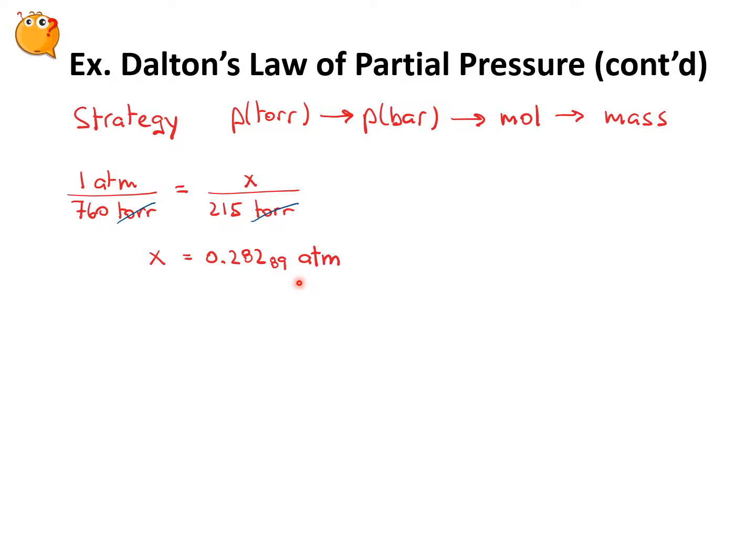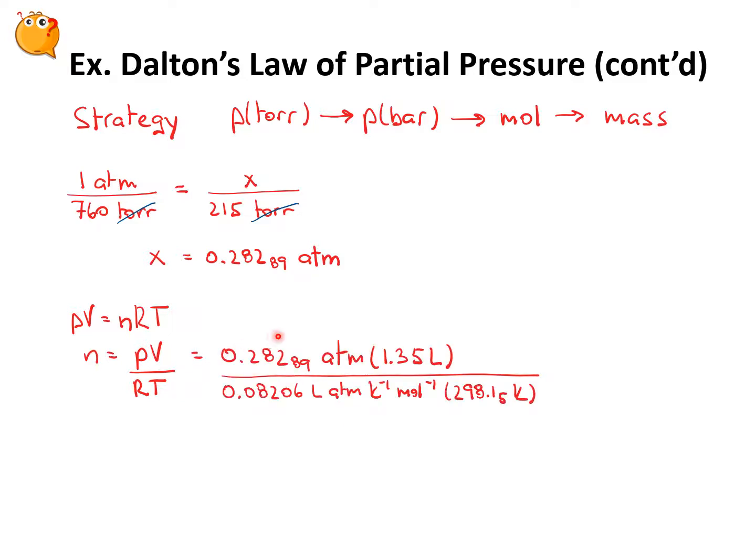Now that we know the partial pressure of nitrogen, we can use the ideal gas equation, rearrange it for n, which is the number of moles of gas, which gives us n equals pressure times the volume divided by RT. Now we just substitute the values into the ideal gas equation, and we have the pressure, which is 0.28289 atmospheres, which we just calculated, the volume of the gas, which was given as 1.35 liters, and the temperature of the gas, which was 25 degrees Celsius, which we've converted to Kelvin, which is 298.15 Kelvin.